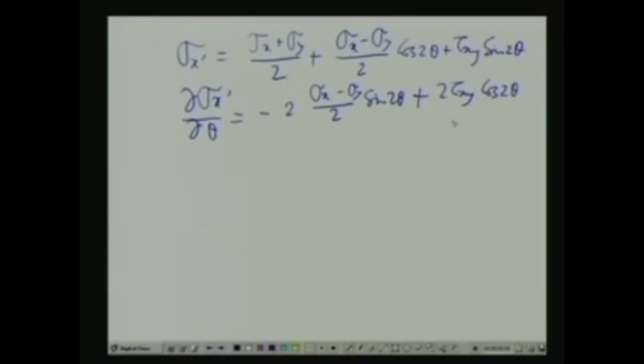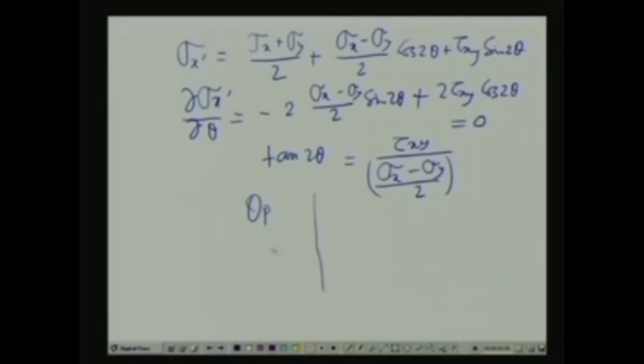And if we set this equal to 0, then we get tan 2 theta. If we take this on the other side, tan 2 theta is equal to tau x y by sigma x minus sigma y by 2. Now, this particular equation has two values of theta. One is, let us call that theta p. With reference to the axis system, we have the plane which is at an angle of theta p.